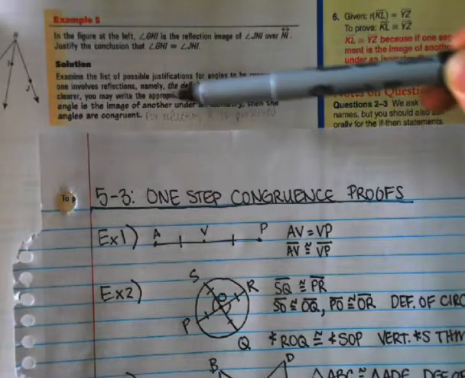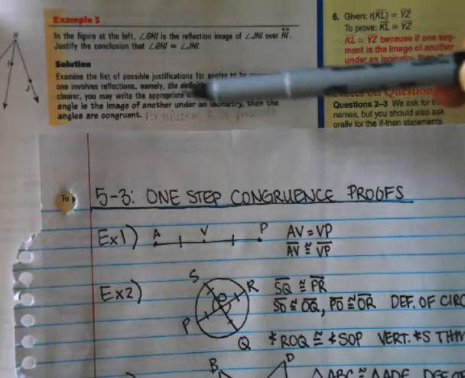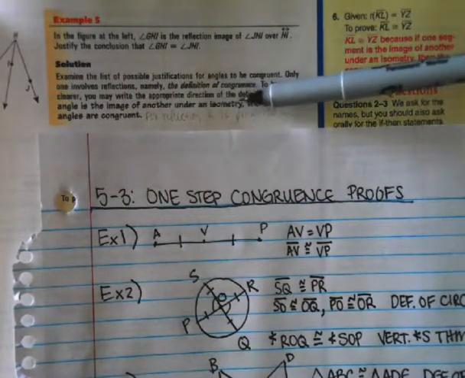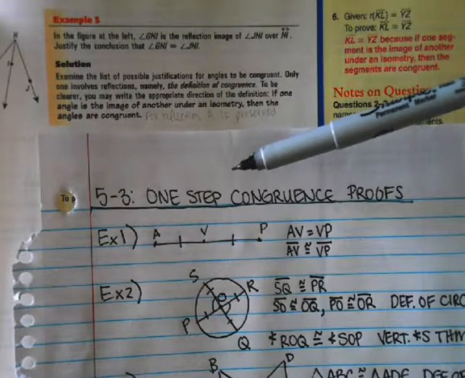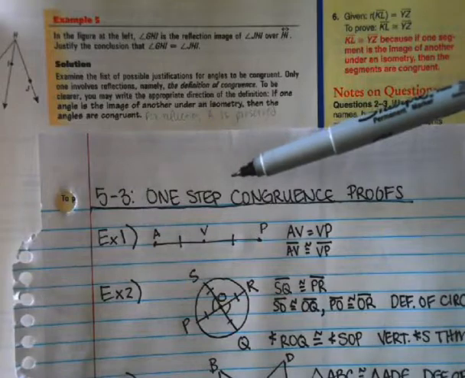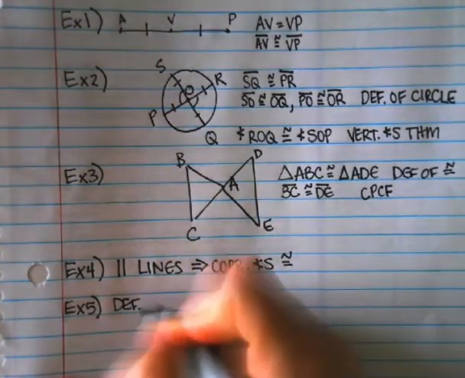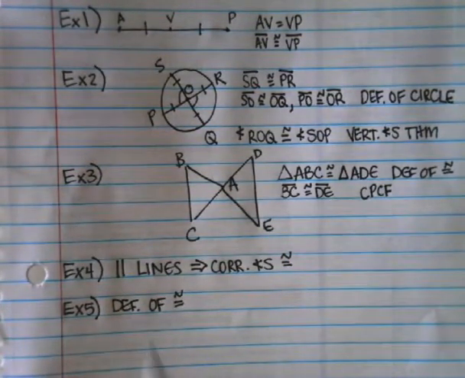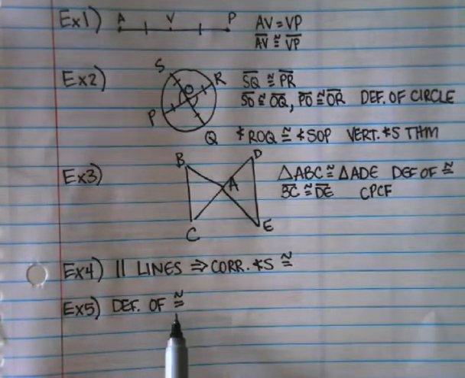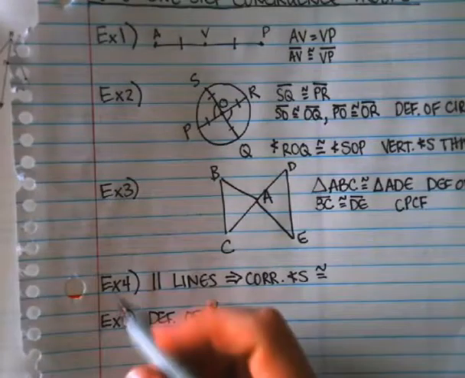To be clear, you may write the appropriate direction of the definition. So if one angle is the image of another under an isometry, then the angles are congruent. If you want to write all that, that's totally your call. But we know that's because of the definition of congruence. So for example 5, the answer is definition of congruence. And in this section, we're going to use this as a justification a lot because we're talking about congruency proofs. So we're going to use that quite a bit.